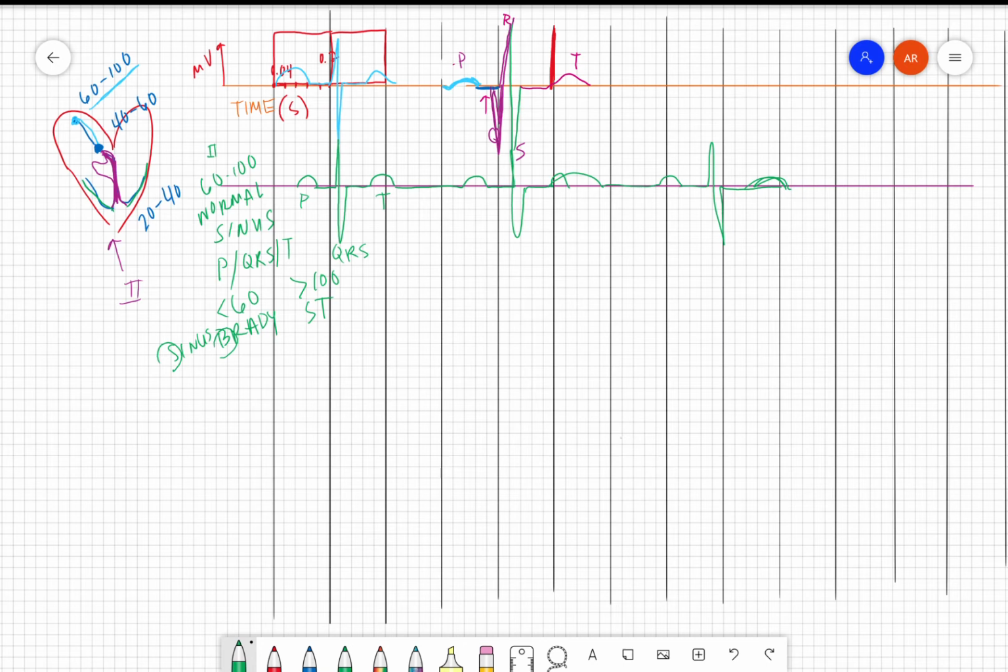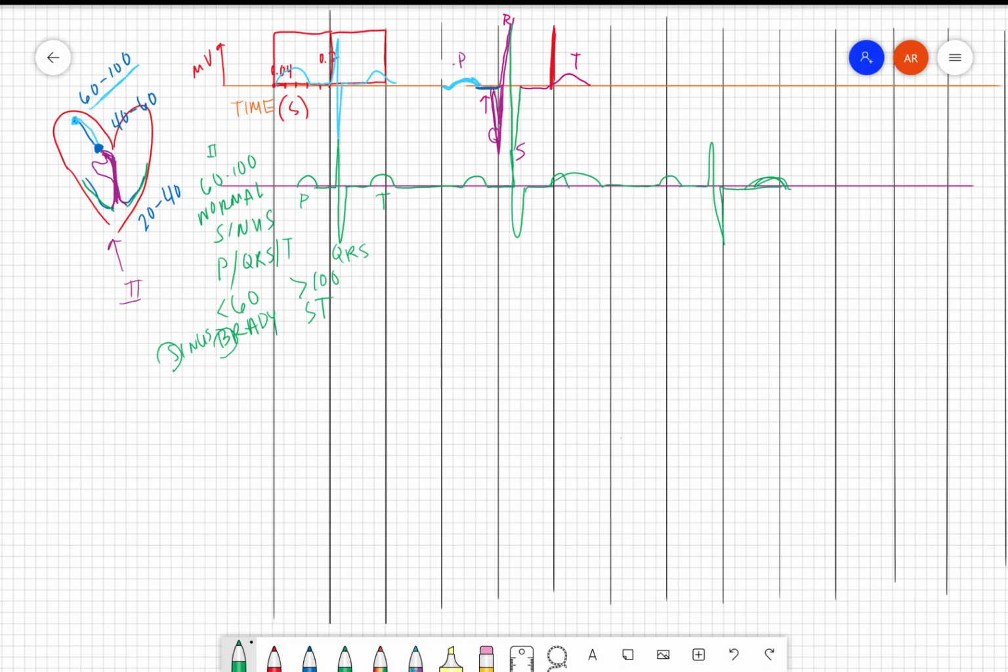So you've got to count the QRSs for that full 6 seconds. There's other ways to calculate it. You can take how many big boxes between the R's and divide that by 300. You can count the small boxes between and divide by 1500.